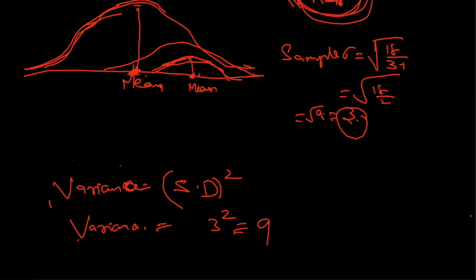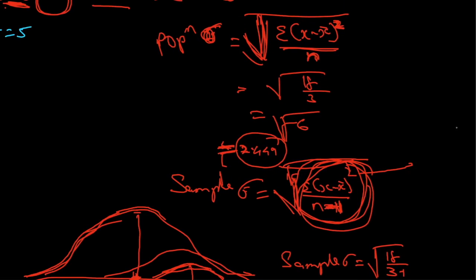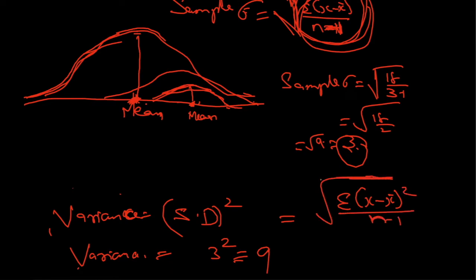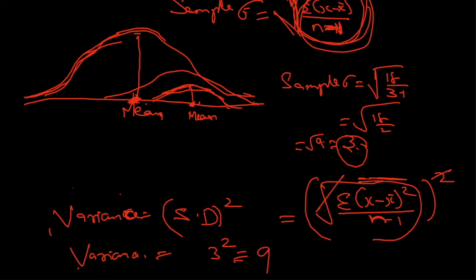Similarly, if I want to go for population variance, I will do 2.449 square. So the formula for variance is equal to standard deviation square, or I can further write it as summation of (x minus x bar) the whole square divided by n minus 1. I'm just removing the root effect. Or you can think like this: this is the standard deviation and then I'm squaring. When I square, the square and square root get cancelled and I will be left with only this part. So this is variance.